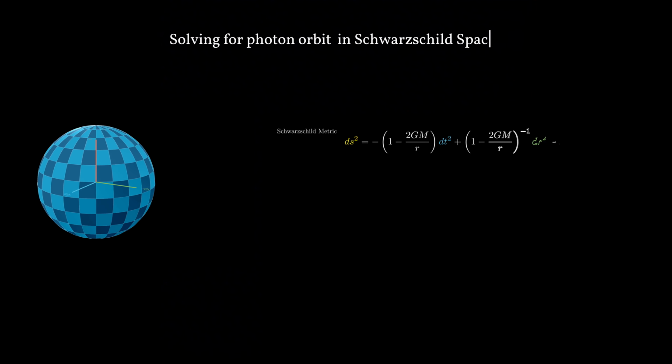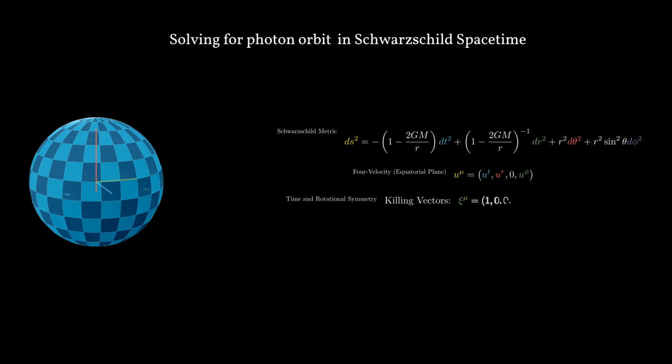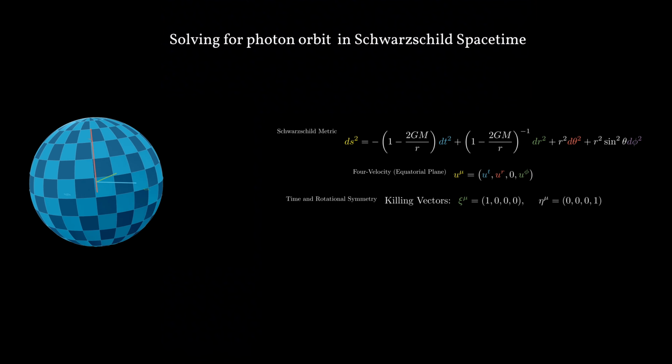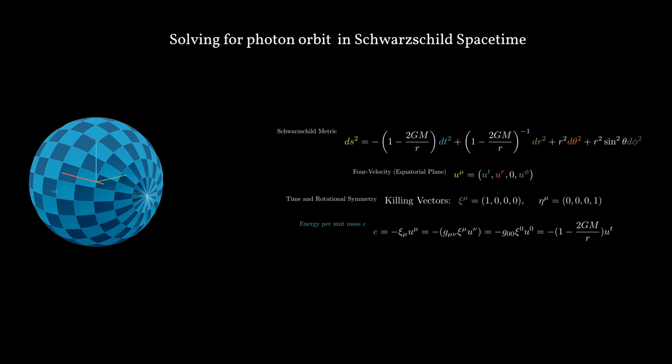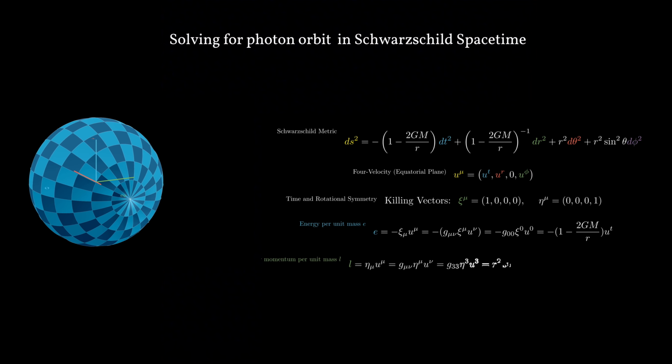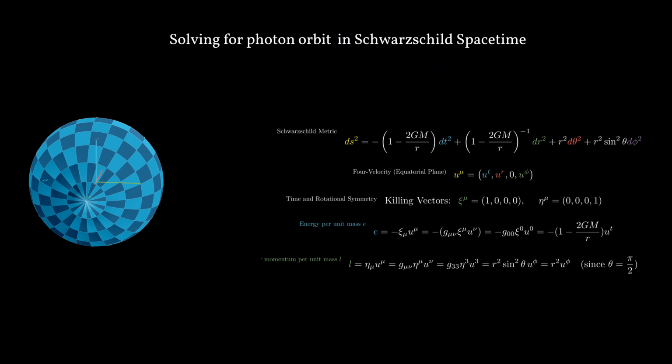But here, let's try to actually derive what that stable path is. Without going into too much detail, first we write down the Schwarzschild metric, then we write down the four-velocity in the equatorial plane, then we define two Killing vectors, which are time and rotational symmetry dependent. Then we define two quantities, E, which is the energy per unit mass, and L, which is the momentum per unit mass.